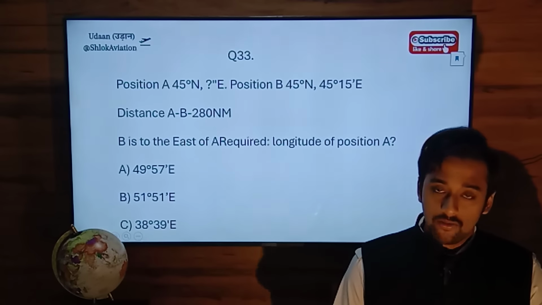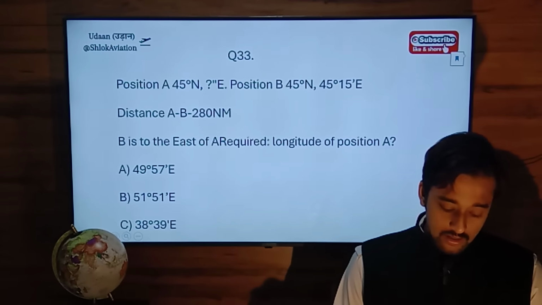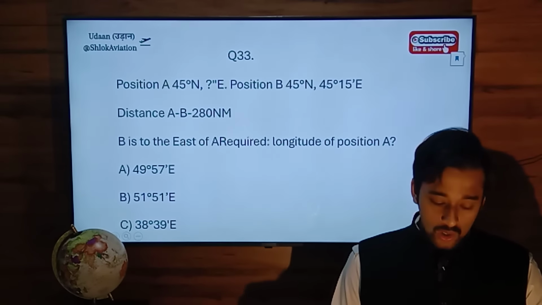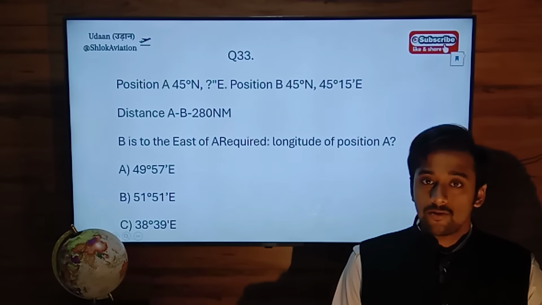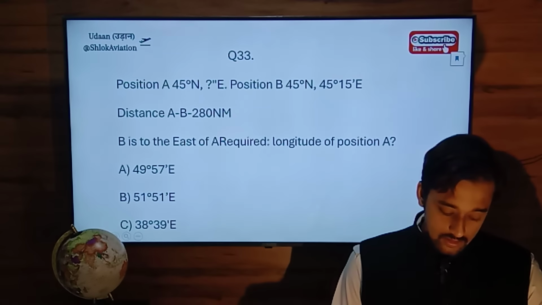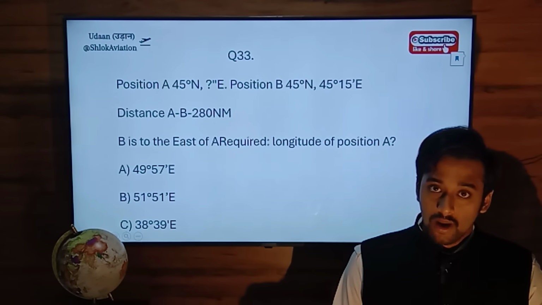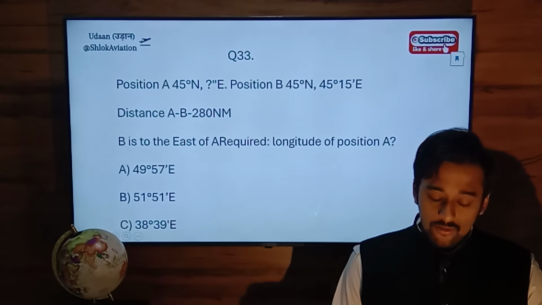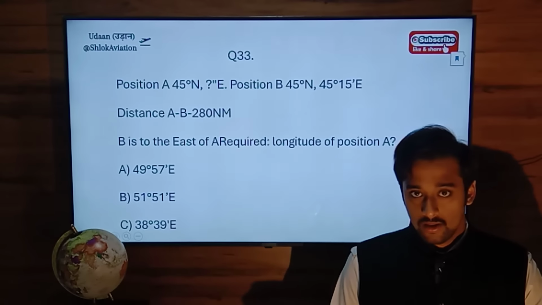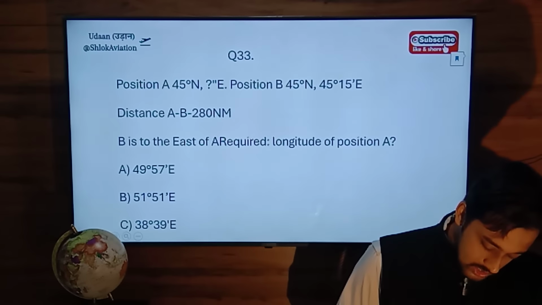Position A is at 45 degrees north and a particular eastern longitude, which we don't know. Position B is at 45 north, 45 degrees 15 minutes east. The distance is 280 miles, and B is to the east of A. You have to find the longitude of A. So simple.